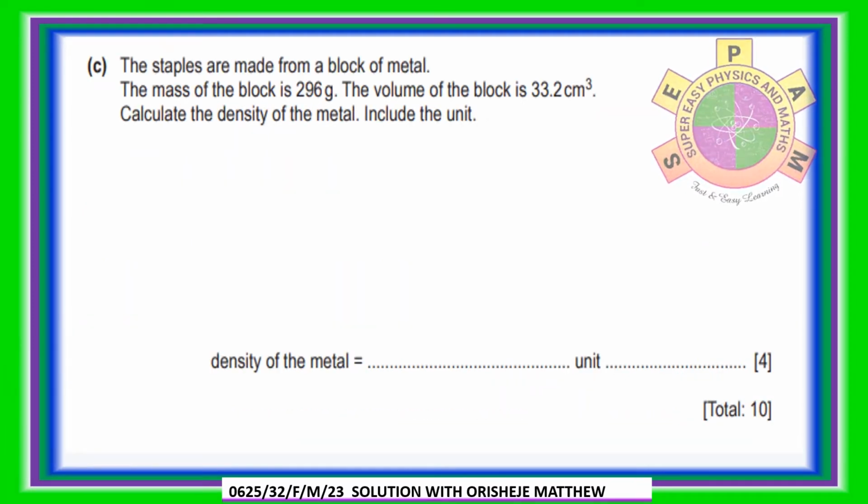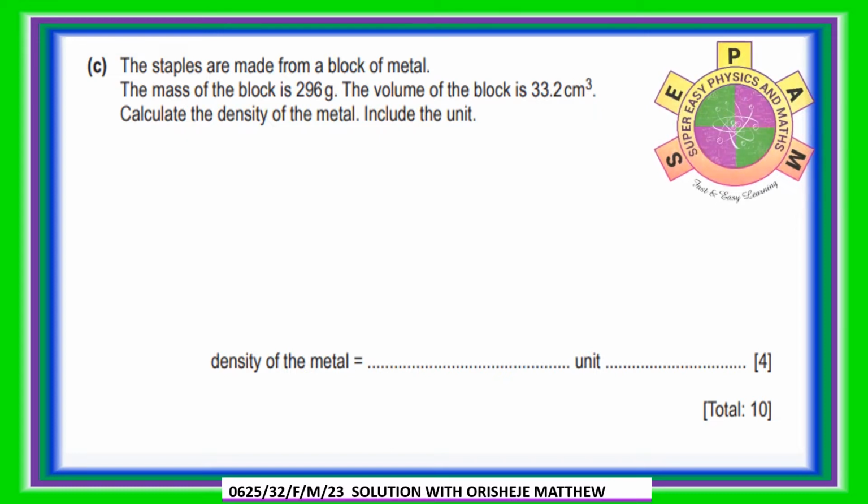The staples are made from a block of metal. The mass of the block is 296 grams. The volume of the block is 33.2 cm cube. Calculate the density of the metal, include the units.